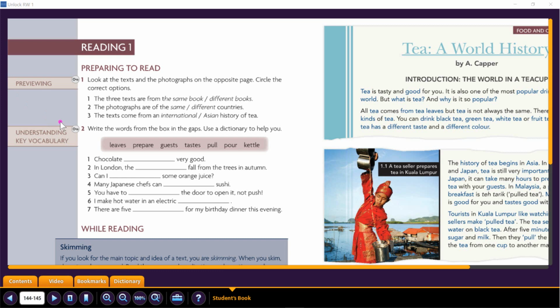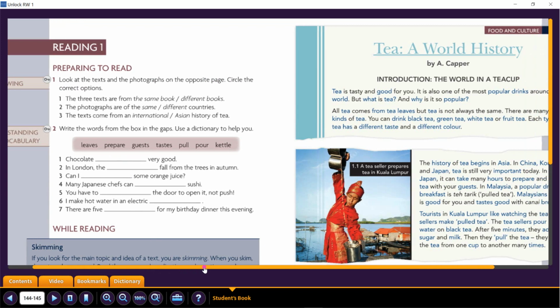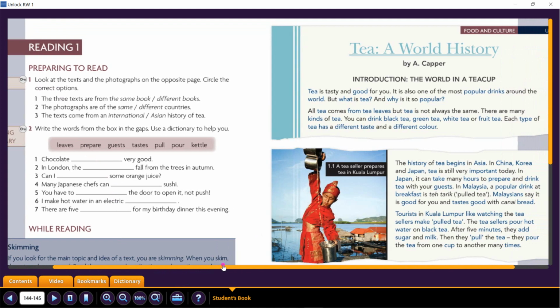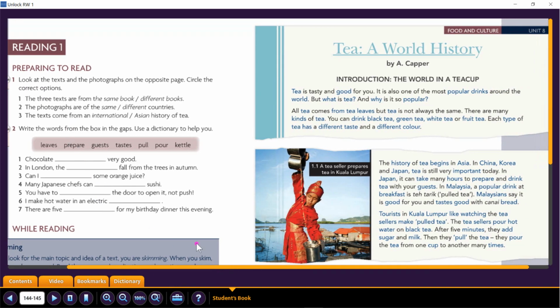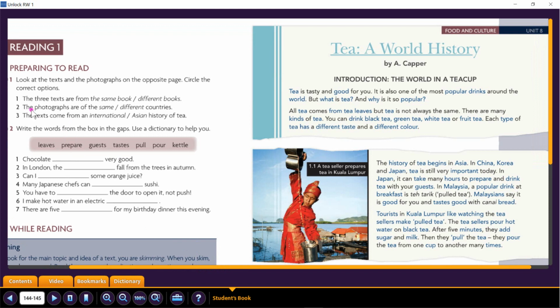And please, ladies, try to remember what we mean by previewing. Previewing means to have a general look, not to read anything, but to see the text, the headlines, the headings, the pictures, and so on and so forth. So starting with task number 1, which says, look at the texts and the paragraphs on the opposite page. Circle the correct options. So we need to move this a little bit and start reading the first one.